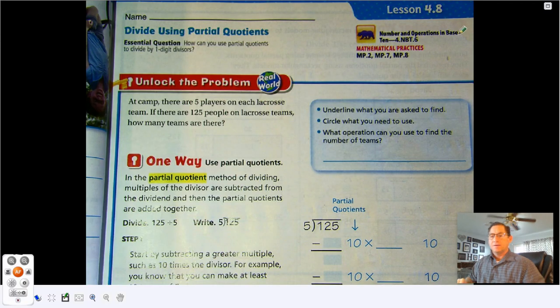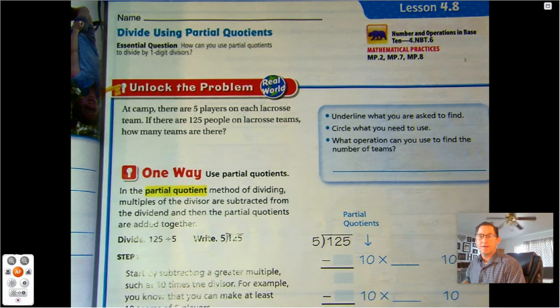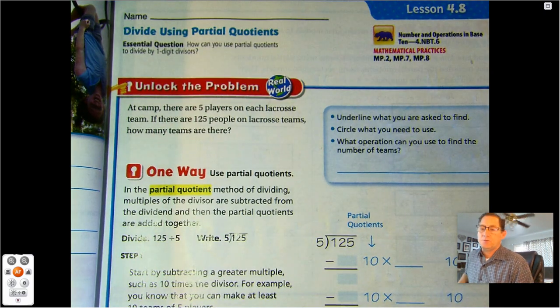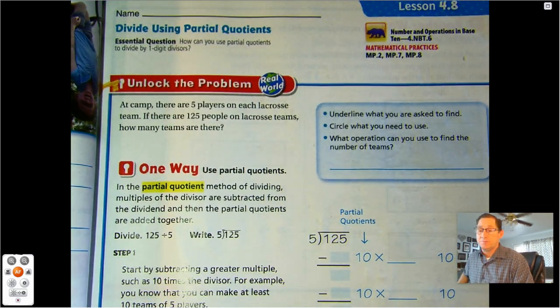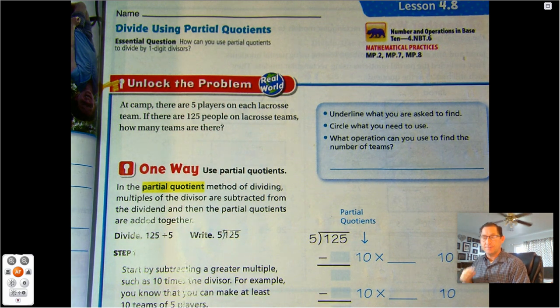Morning. All right, so today we're working on lesson 4.8, and our topic is dividing using partial quotients. So this is going to be similar to multiplying using partial products, where we break up the number into smaller values and then add our partial quotients.